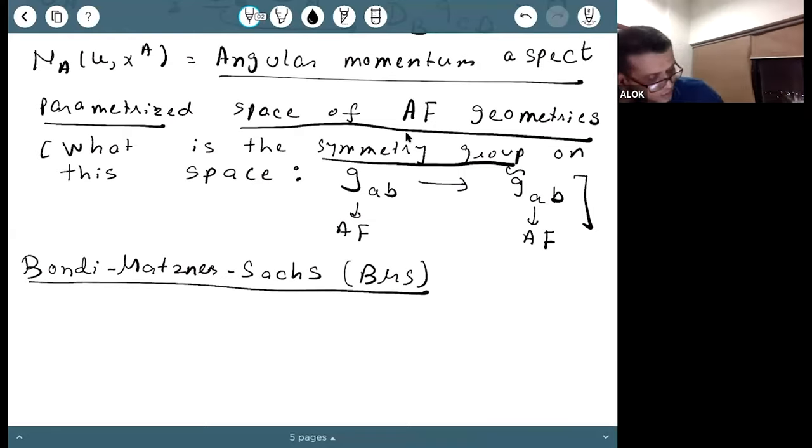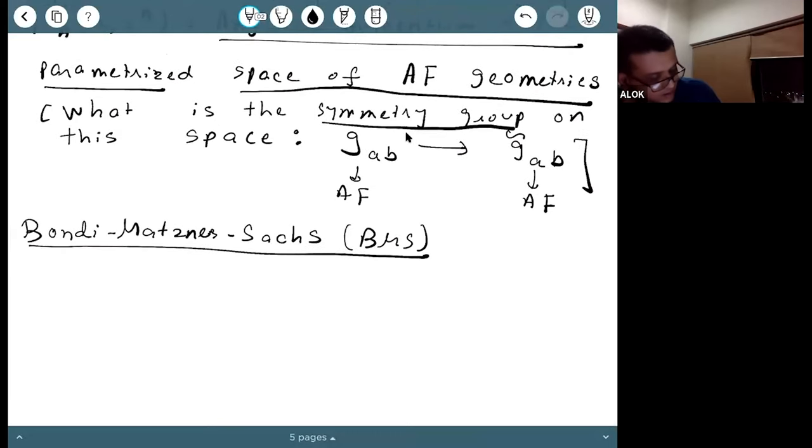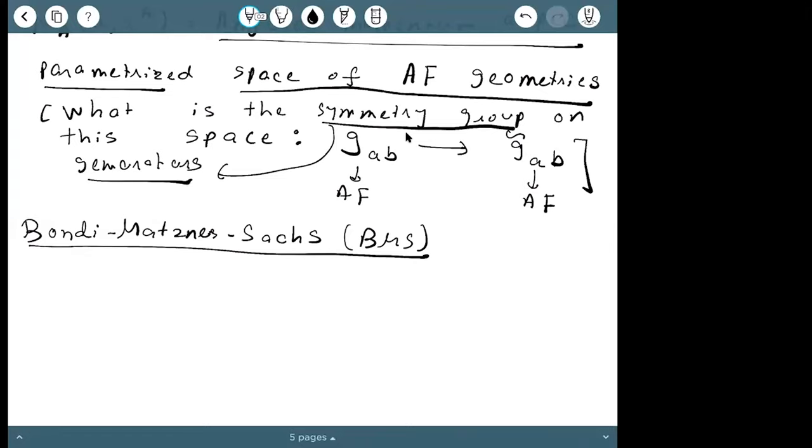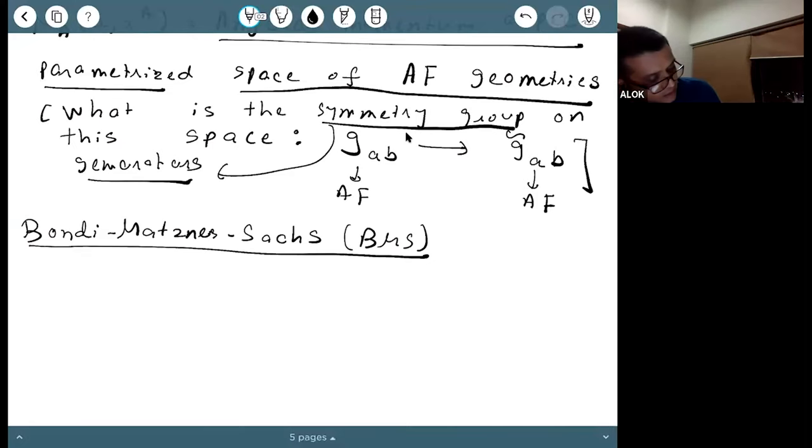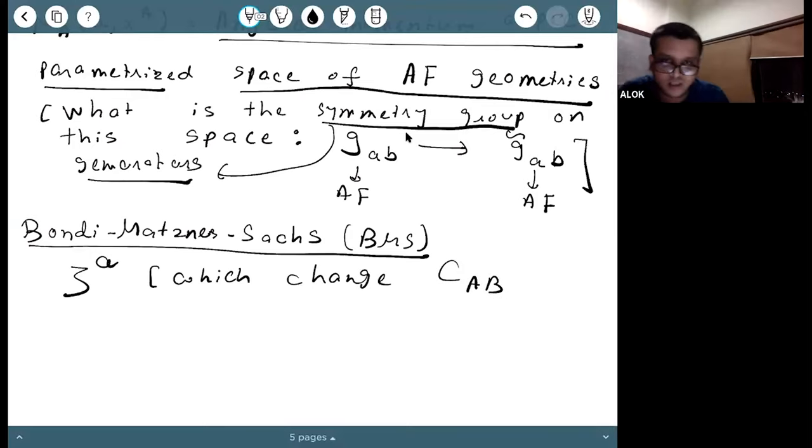And what they realized was that, if you consider all possible, so I just first write down, of course, when we say we want to find the symmetry group, we want to find the generators of the symmetry group. And that basically means we want to find vector fields which change the metric, which change the physical data at infinity. So we want to find vector fields, let me just call it zeta A, which change the shear. At least change the shear. I mean, they could also change the sphere metric, as we will see, but they should at least change the shear. If they don't change the shear, then they are just pure gauge transformations.